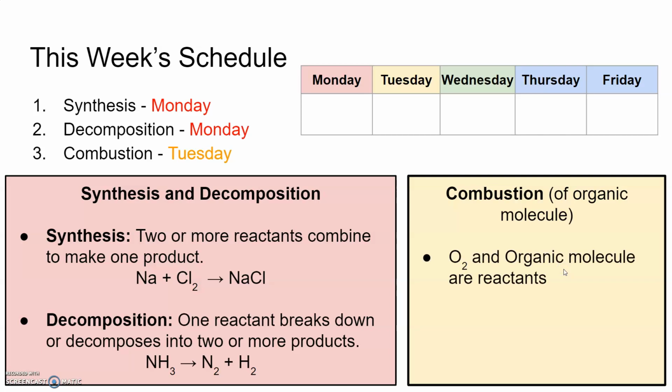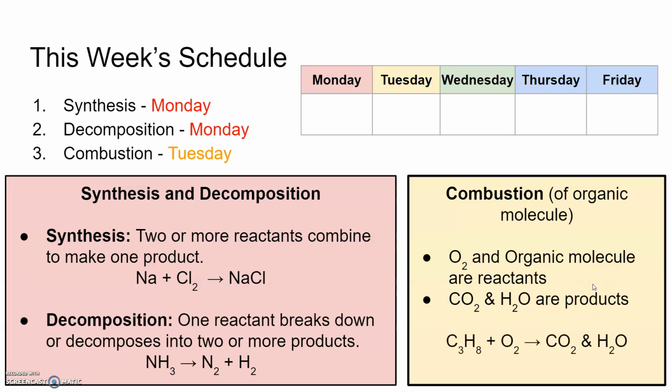And in the combustion of an organic molecule, of course, you're going to have oxygen, O2, as a reactant, and your organic molecule. So those are your 2 reactants. And then the 2 products that you typically get are going to be carbon dioxide and water. When I say an organic molecule, that's a molecule that's carbon-based. An example of that would be the combustion of propane, C3H8, reacts with oxygen to produce CO2 and water.